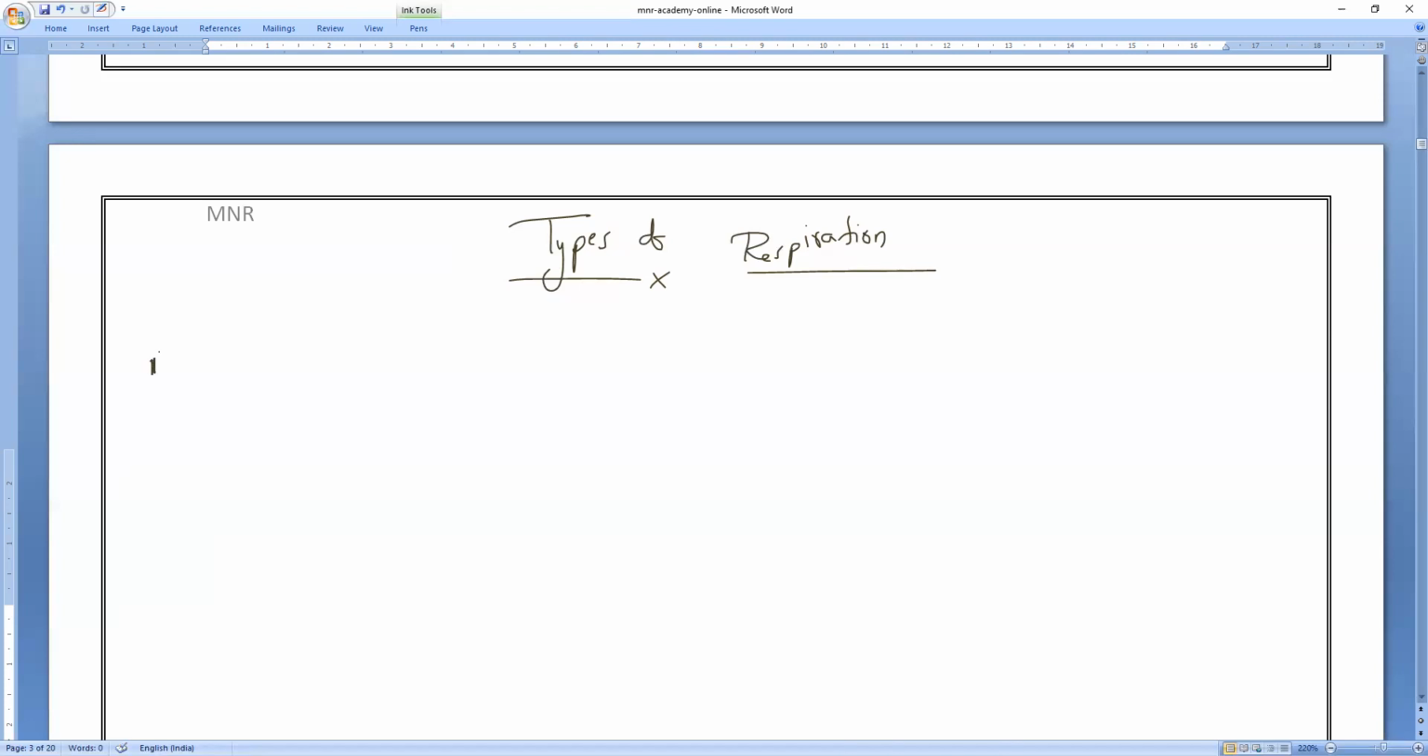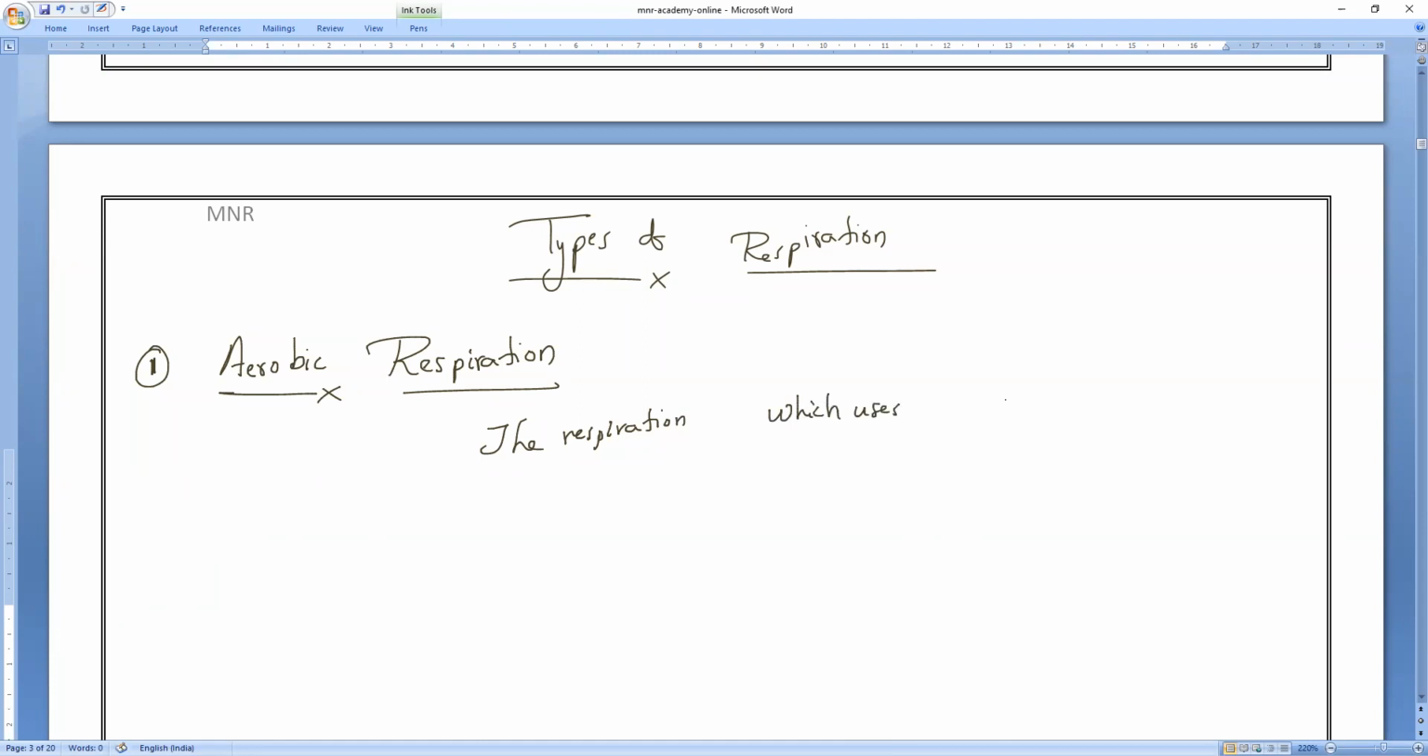So what is the first type of respiration? Presence of oxygen, what do we call it? Aerobic respiration. All of you write the definition directly. The respiration which occurs in the presence of oxygen, or we can say the respiration which uses oxygen, is called aerobic respiration.